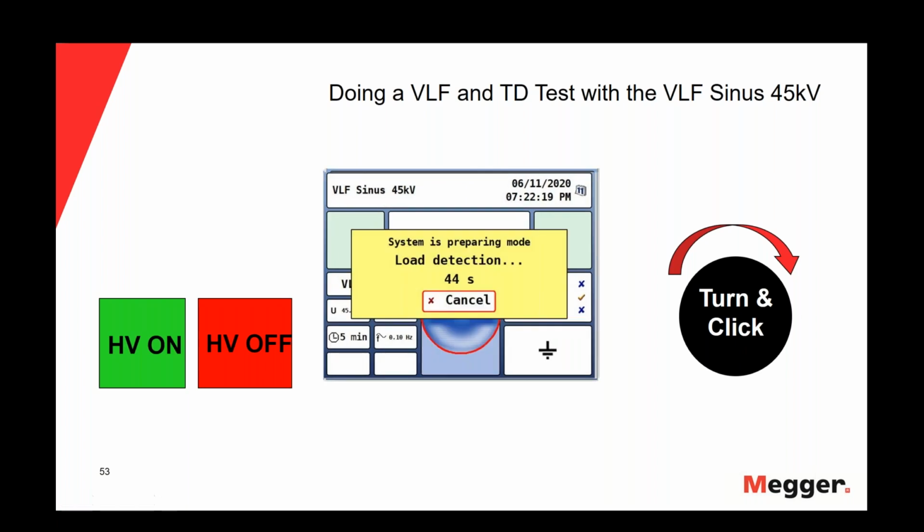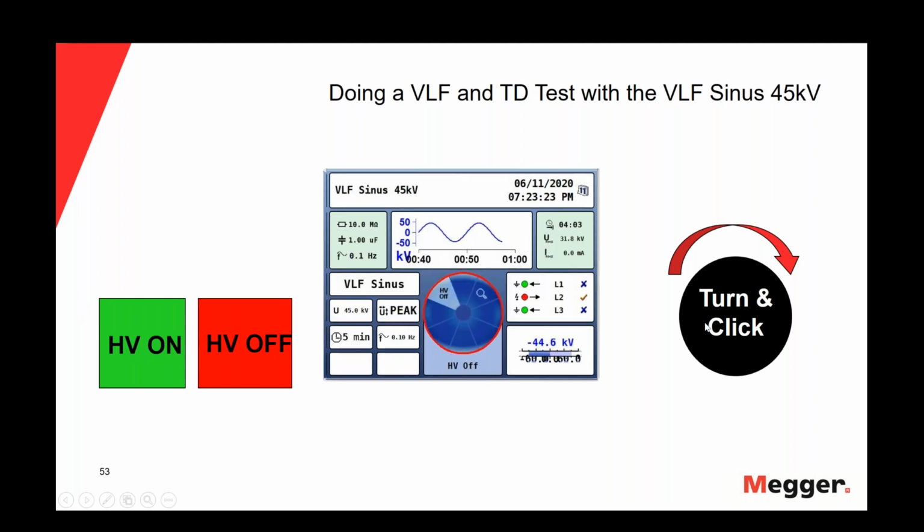The unit will ask me to push the high voltage on, because the unit never ever will activate the high voltage by itself. So I press high voltage on, and the VLF test will start. Of course, I will have access to all the main parameters during the test: the insulation resistance measurement, the capacitance of the cable, the frequency, the peak voltage I am applying, and the time.